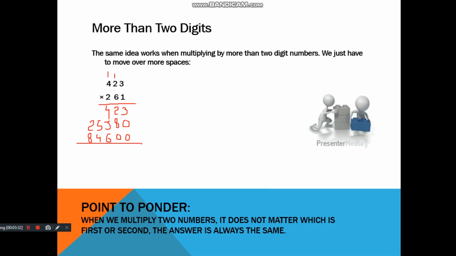So the point to ponder is that you place units under units, tens under tens, hundreds under hundreds and so on. Now you are going to add: 8 plus 2 is 10, 1 carry. So 6 plus 4 is 10, 10 plus 4 is 14, 4, 1 carry. Again 5 plus 1 is 6 and 4 is 10, 0, 1 carry. 8 plus 2 is 10 plus 1 is 11. So 110,403 is the answer.